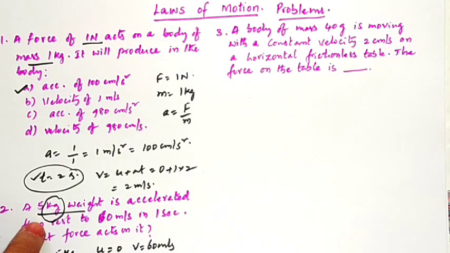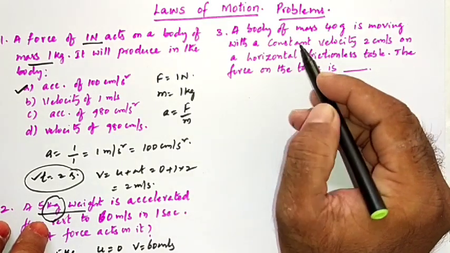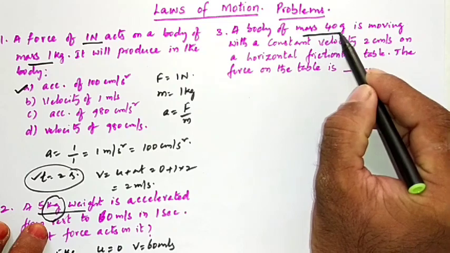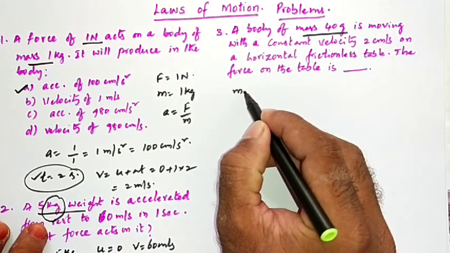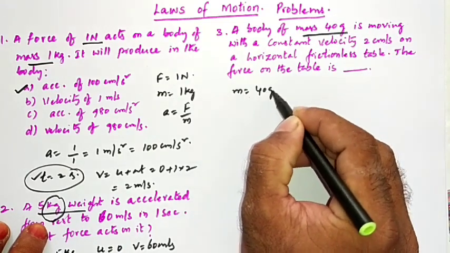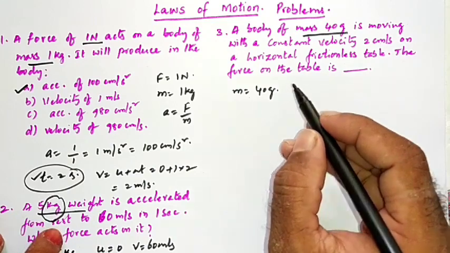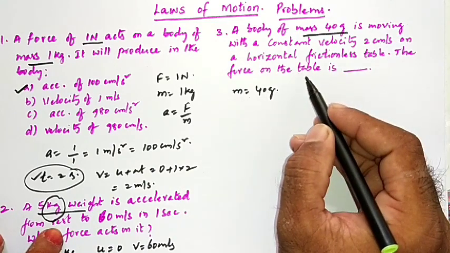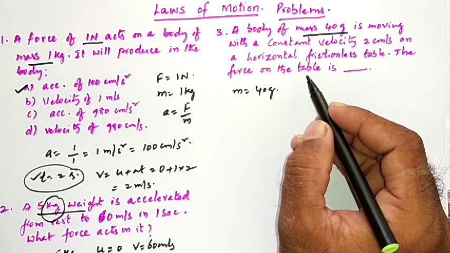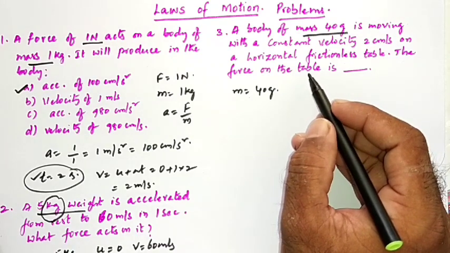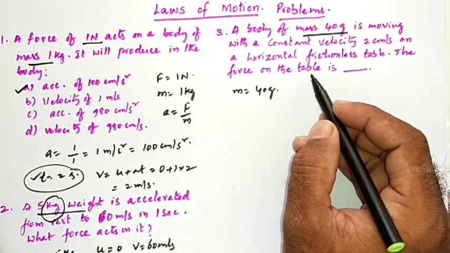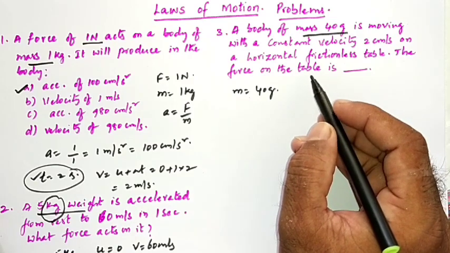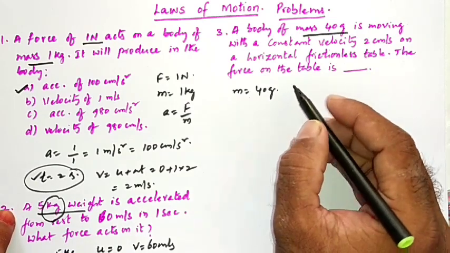See this question. So here what is given? You tell me what is given. A body of mass 40 grams. So M is equal to 40 grams. In each and every question, first you try to understand what is given. Right. So if you want to try the answer, you pause the video and try on your own. So 40 grams is given.